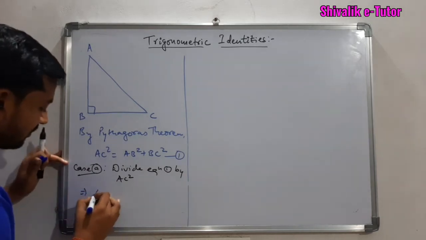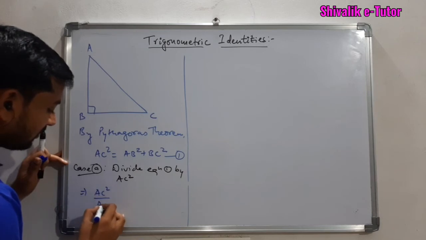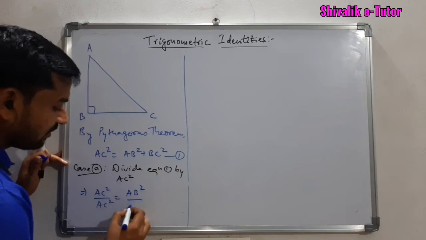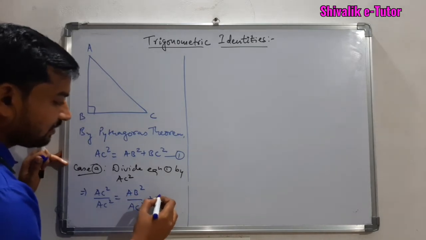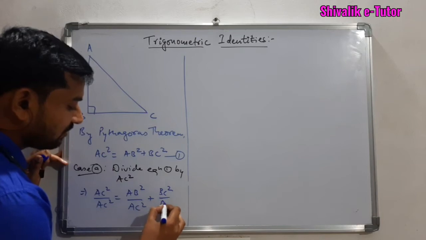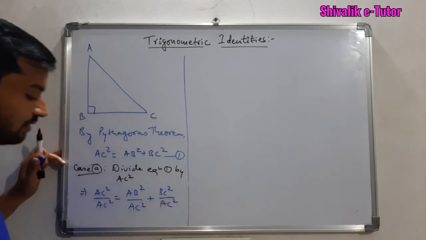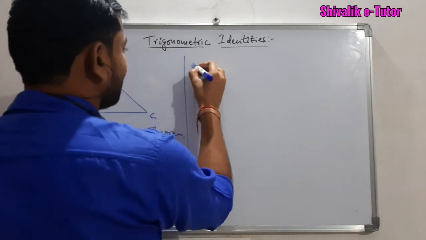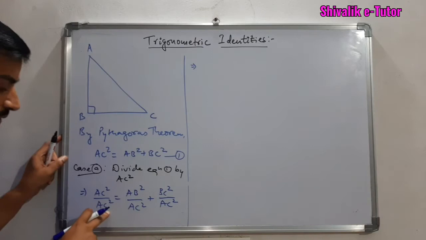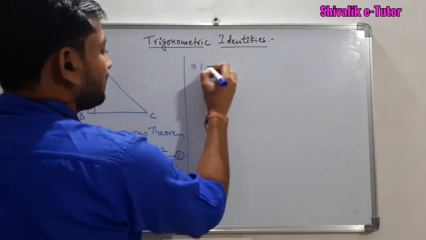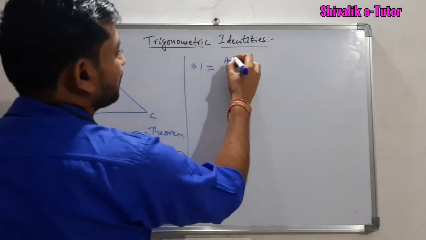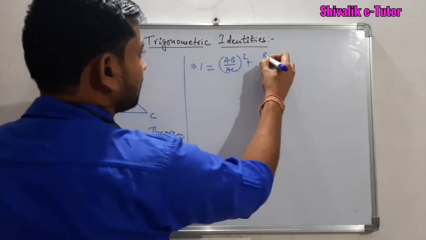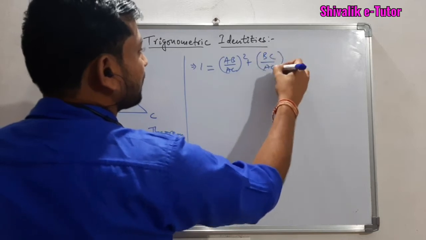If we look at this equation, we have AC square upon AC square. Then if we divide the RHS, every term will have AC square in the denominator: AB square upon AC square plus BC square upon AC square. This LHS, AC square upon AC square, means this is 1. Then we have AB upon AC whole square plus BC upon AC whole square.